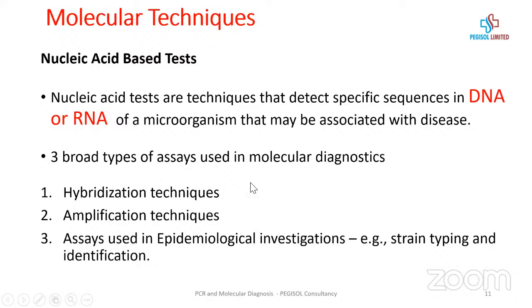There are three broad types of assay that can look at this. You are looking at hybridization techniques, amplification techniques. Then you have some assays that are used in epidemiological investigation, for example strain typing and identification. But in molecular technique, I told you, one of the words you can actually grip on to at the beginning is the RNA.